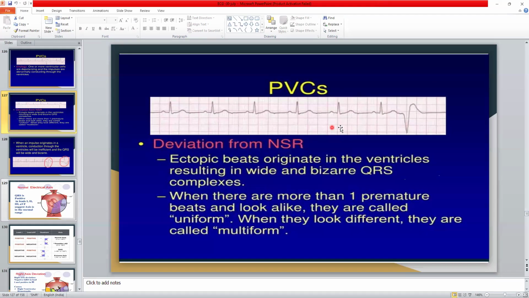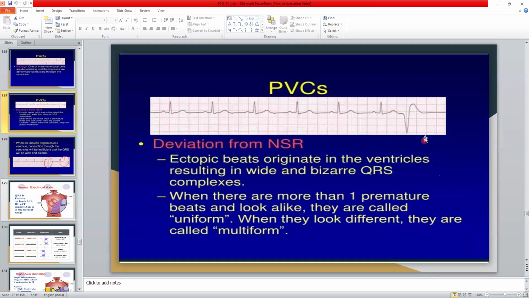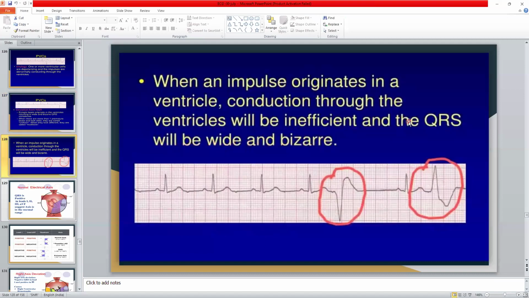When there is more than one premature beat and they look alike, they are called uniform. When they look different, they are called multiform. Here I will show you one more. Here it is looking different, whereas in this, only one premature ventricular contraction is there. This is uniform, whereas this is multiform. Multiple foci are producing multiple forms of premature ventricular contractions.